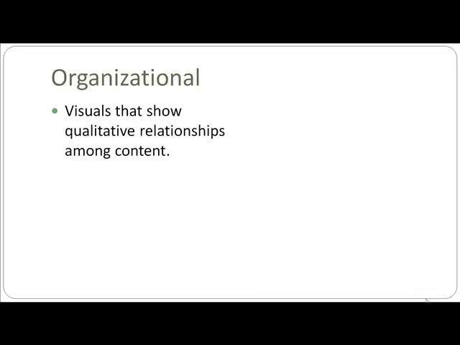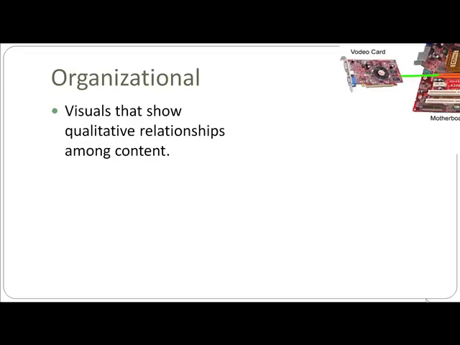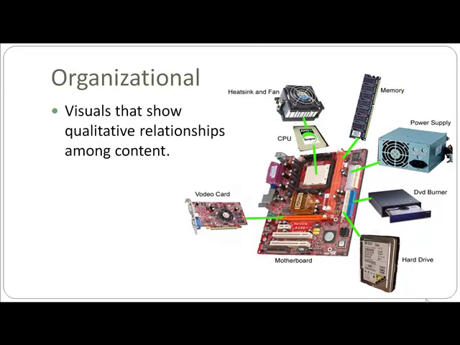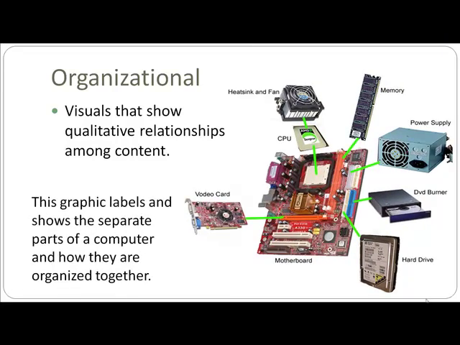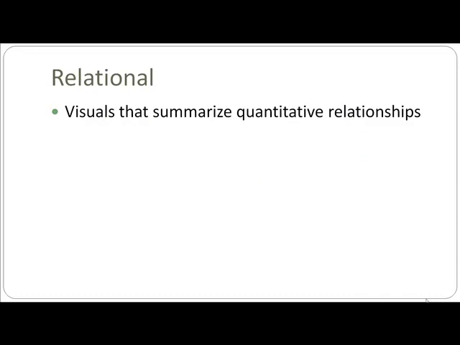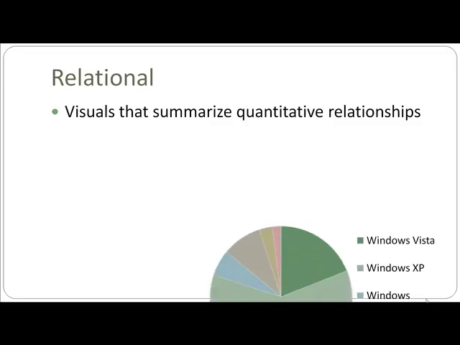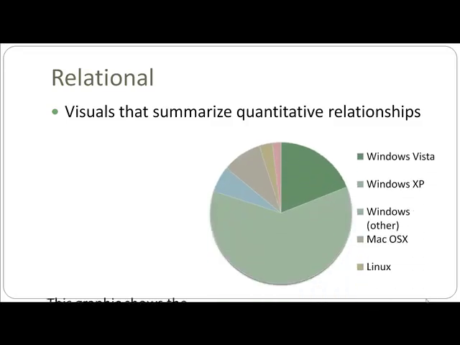Organizational graphics show qualitative relationships among content. This example also uses a computer. Notice the difference from the representational example. Some graphics can act as more than one type. Relational graphics summarize quantitative relationships. Charts and graphs often fall into this category. Here's an example.